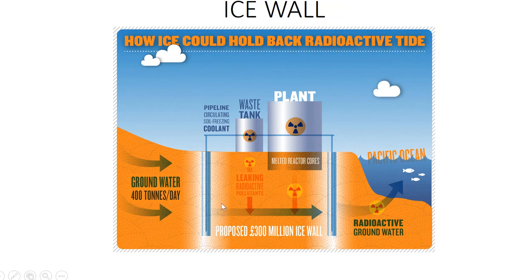So, they spent 300 million pounds to go and build this ice wall around Fukushima to prevent the groundwater from getting in, causing more contaminated liquid that they had to deal with, and also potentially to keep stuff inside of the ice wall from getting out into the Pacific Ocean. So that's the concern, releasing fission products into the environment in an unmonitored fashion.